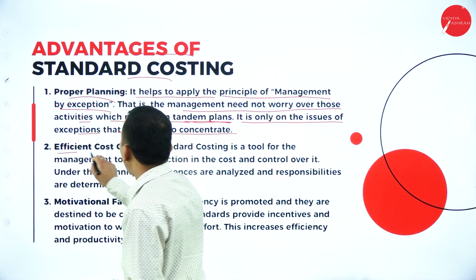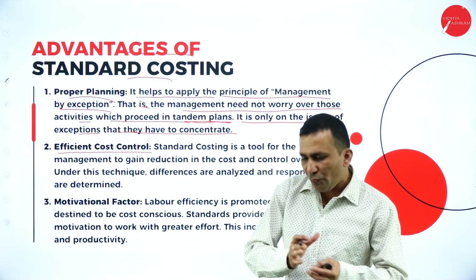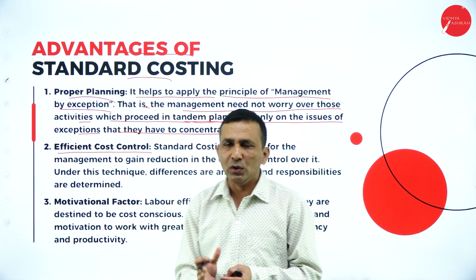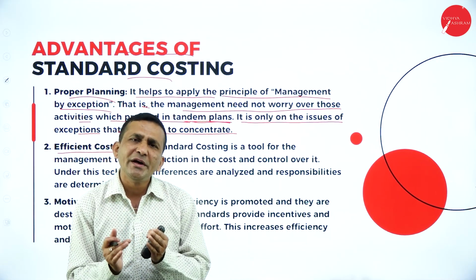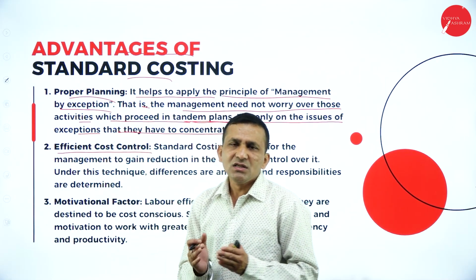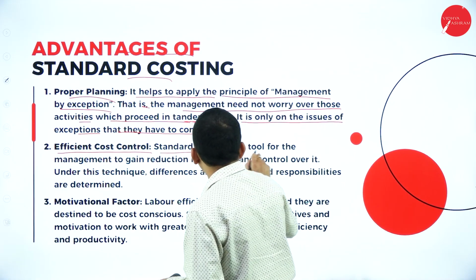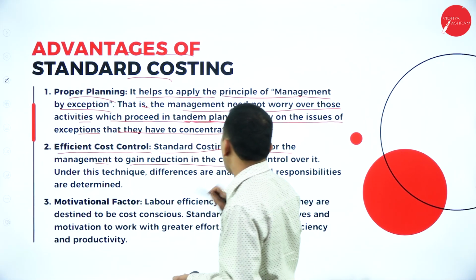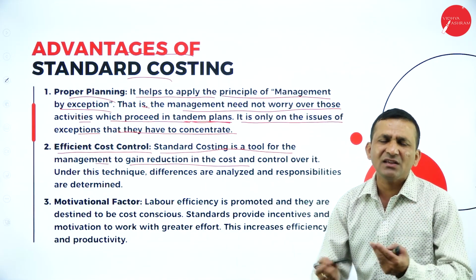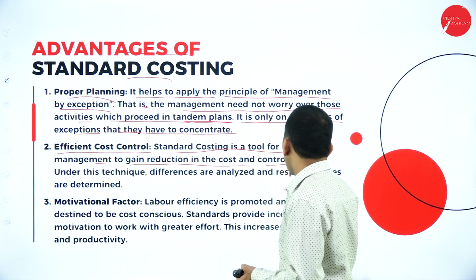And next one, efficient cost control. Unless you set a standard, we cannot take any proper control. So that's what efficient cost control means. If you try to reduce the maximum cost, obviously you can find out the profit. So here the standard costing is a tool for management to gain reduction in the cost. Majorly the cost is related to material, labor, overheads, and control over it.